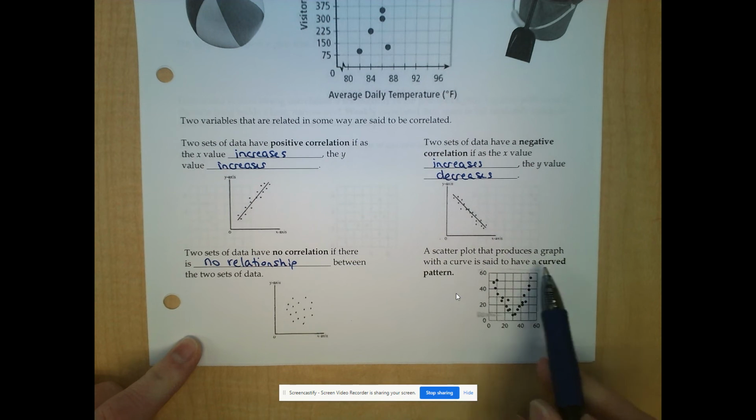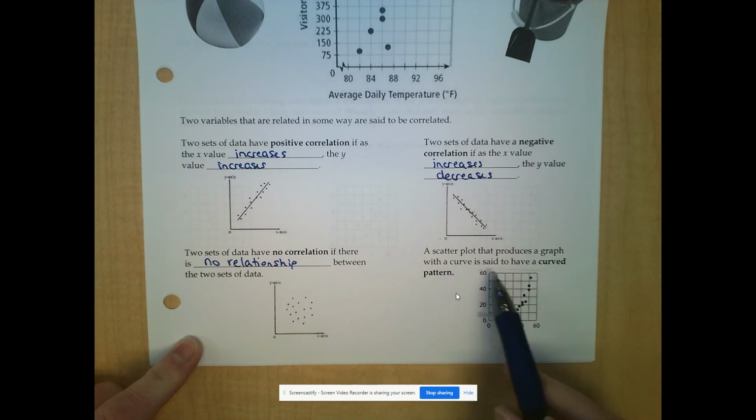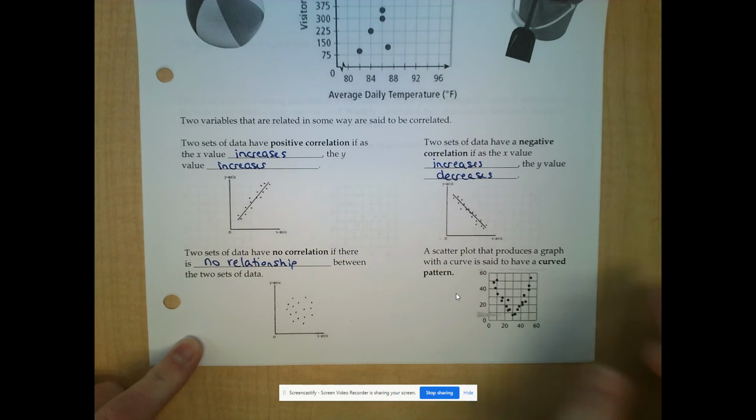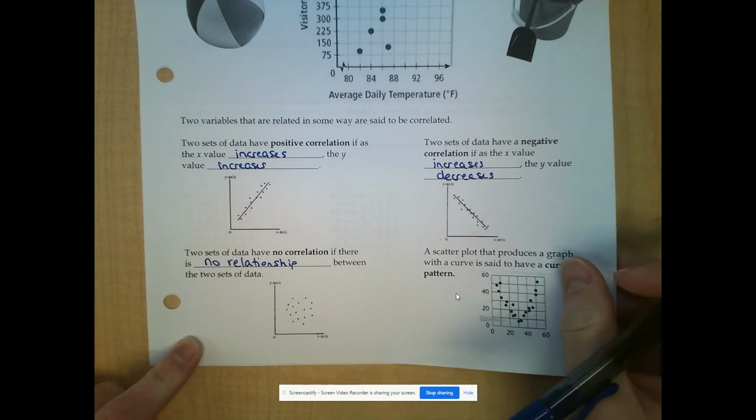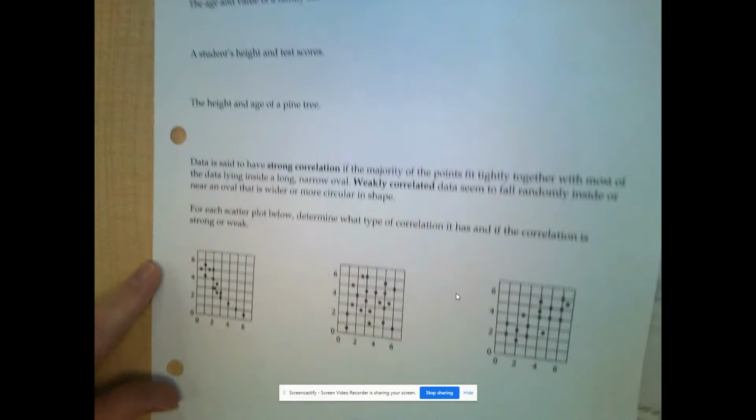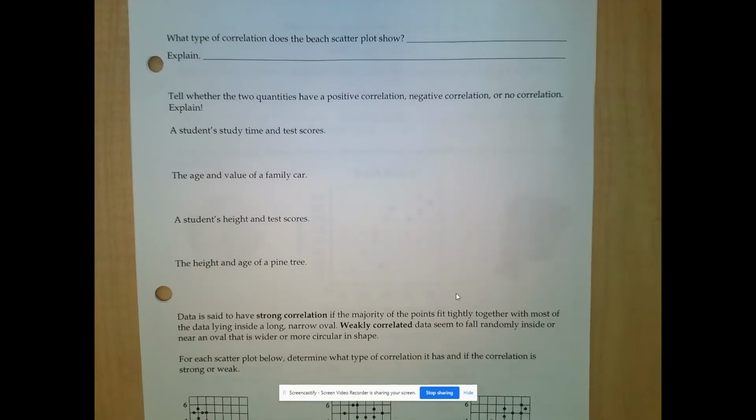A scatter plot that produces a graph with a curve is said to have a curved pattern. That seems to be pretty straightforward. So you will also see there are some of those examples that I just said out loud on your copy of the notes. What type of correlation does the beach scatter plot show?